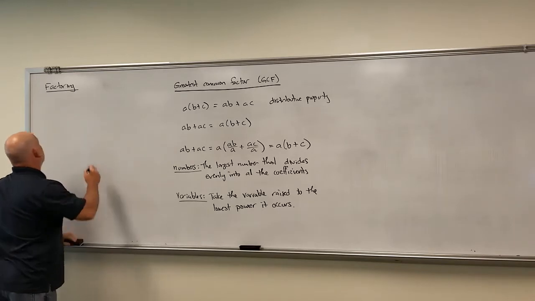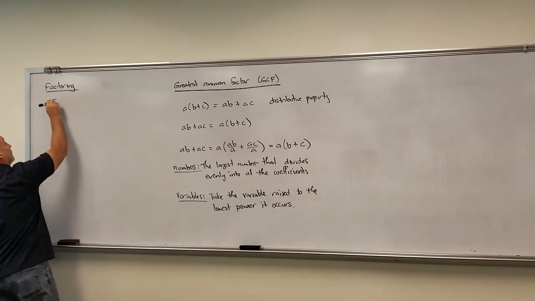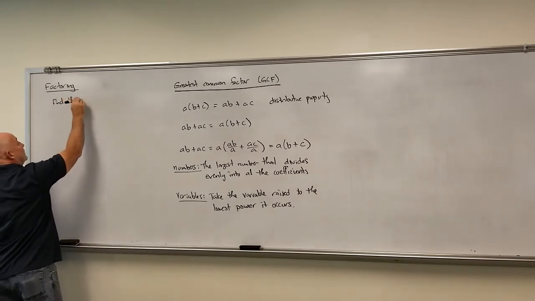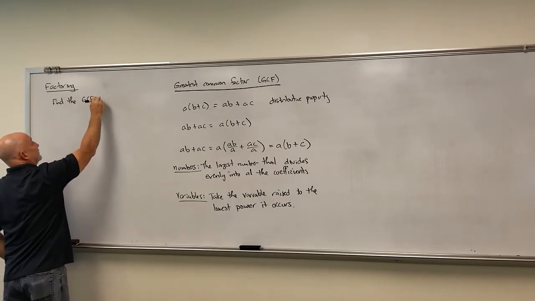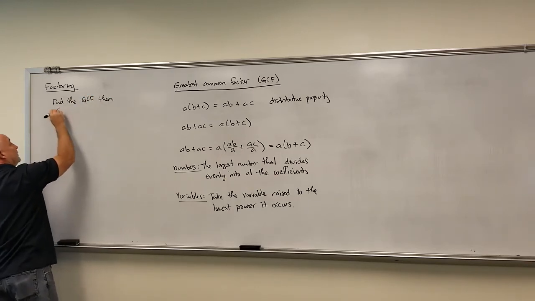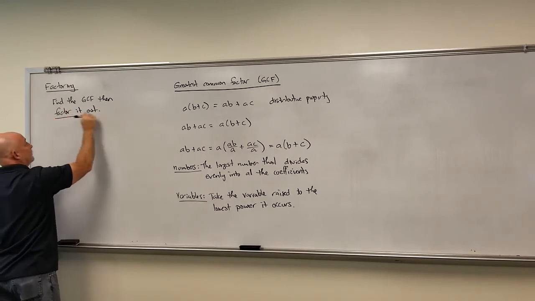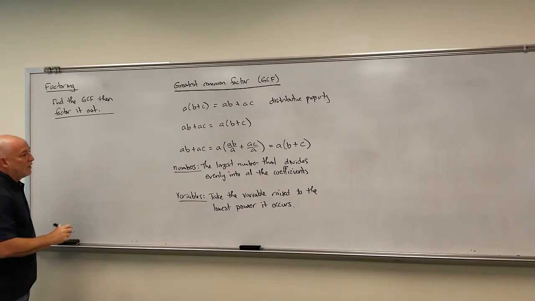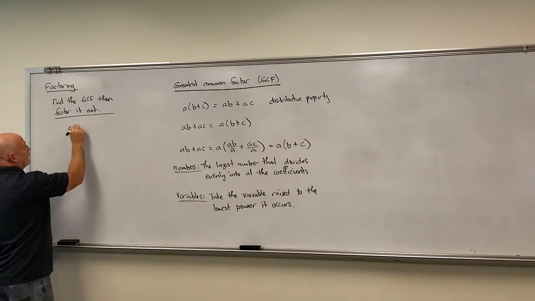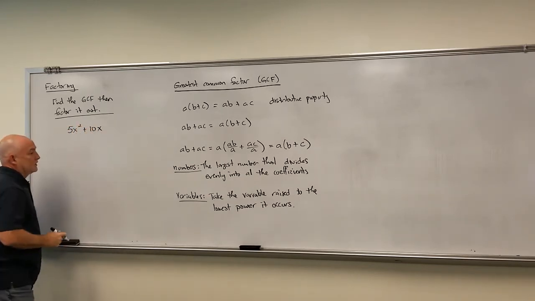And here's our directions. Find the greatest common factor, then factor it out. Okay, so those are our directions. So let's say we start out with an expression, I don't know, 5x squared plus 10x.